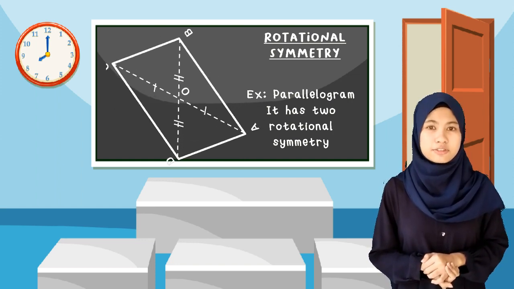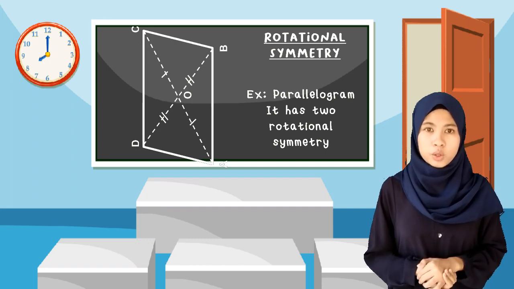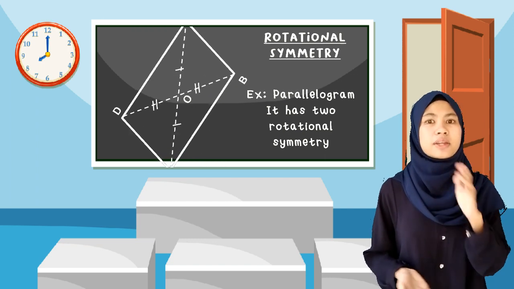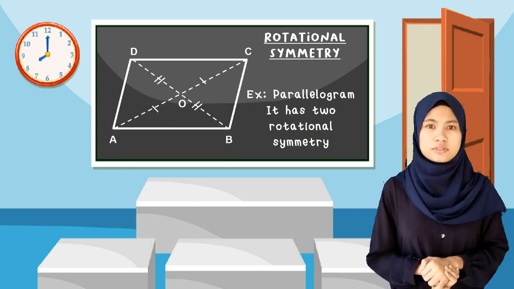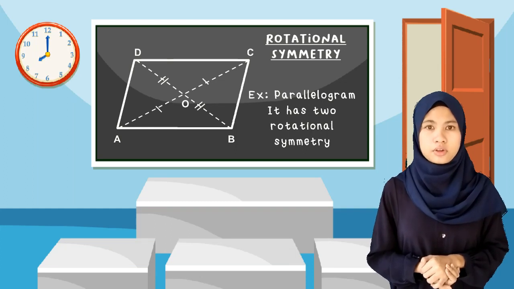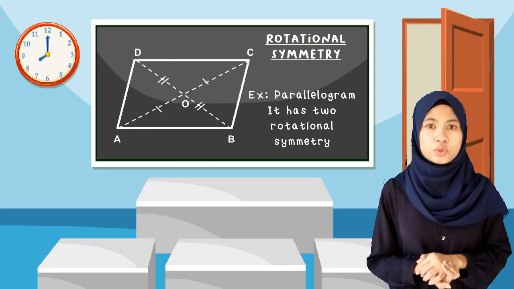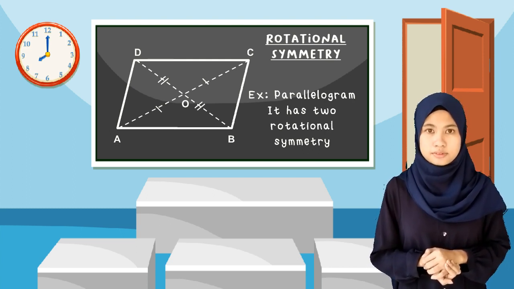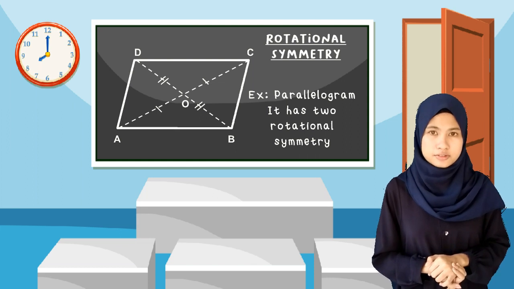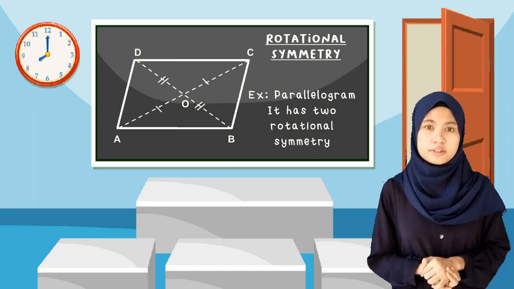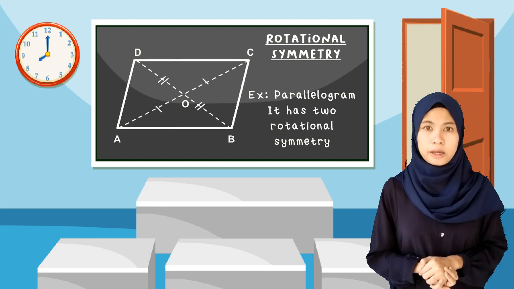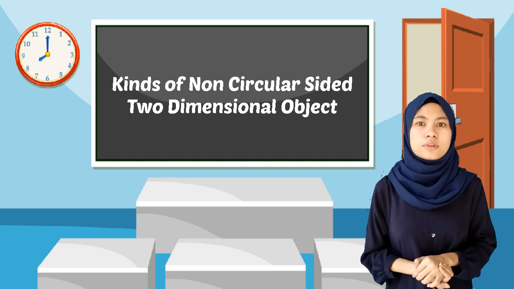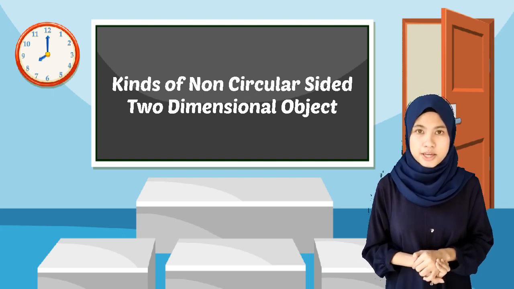Rotating it by 270 degrees gives us a shape which is not the same as the original. And rotating it by 360 degrees gives us the original shape back. The rotated parallelogram looks exactly like the original shape twice, once at 180 degrees and another at 360 degrees. So, a parallelogram has two rotational symmetry. Kinds of non-circular side two-dimensional objects.